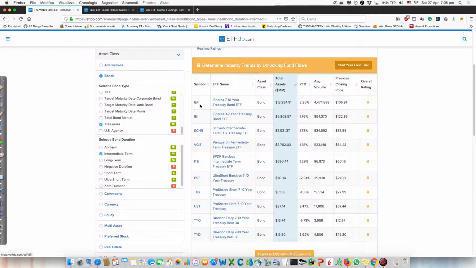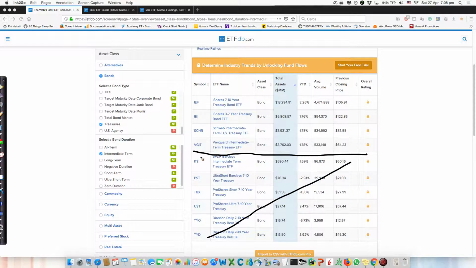We have IEF. This is 7 to 10 years. Okay, this is 3 to 7. What else? We have the volume here, and again you see a really clear cutoff here, right? You have this one, 4,500,000, and then here we go way below 100K. So I will say that we don't want to consider them.